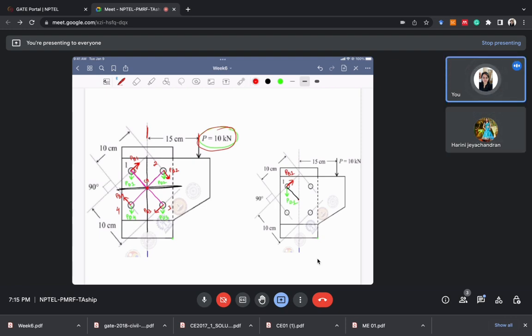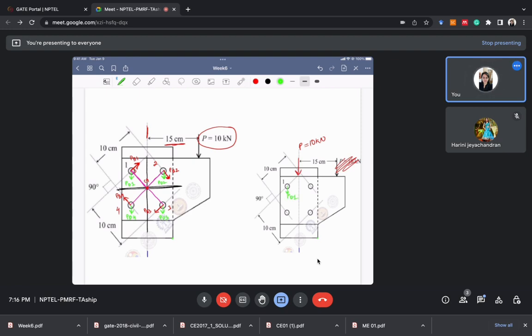PD1 is the force in the bolt due to direct stress. I'll explain it again. This P is at some eccentricity from the center line of the bolt. You agree, right? It is at some distance, 15 centimeter. Suppose this bolt were at the CG location and P is equal to 10 kilonewton.